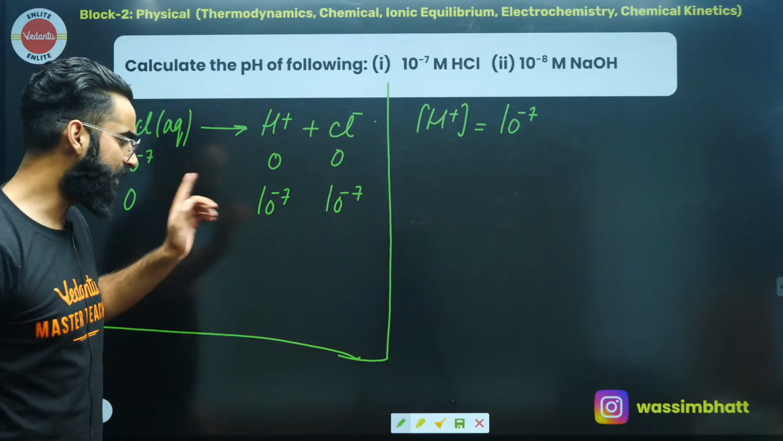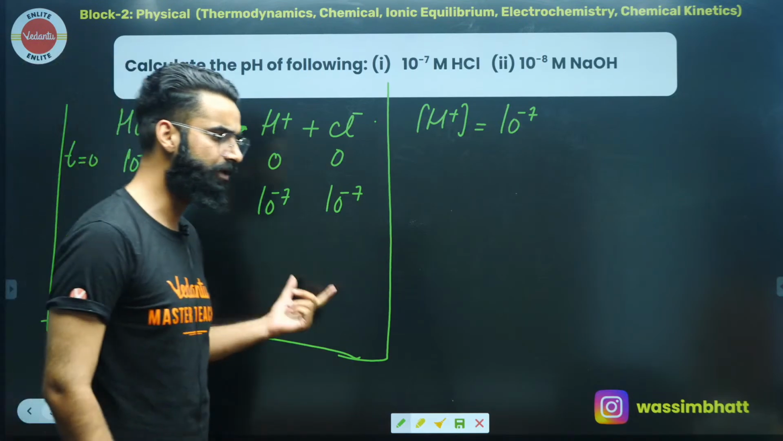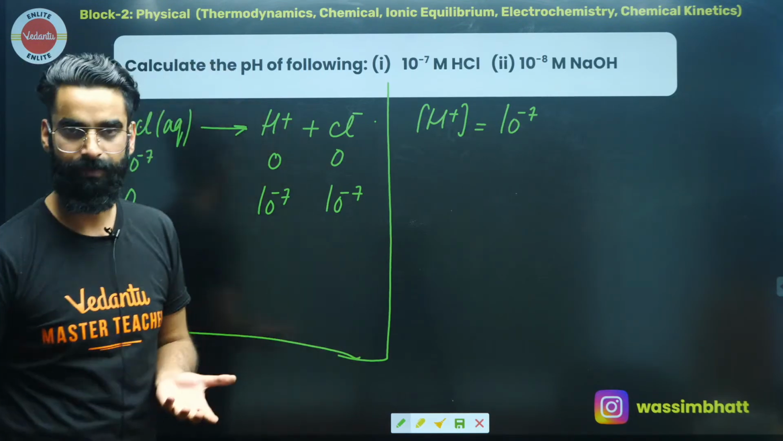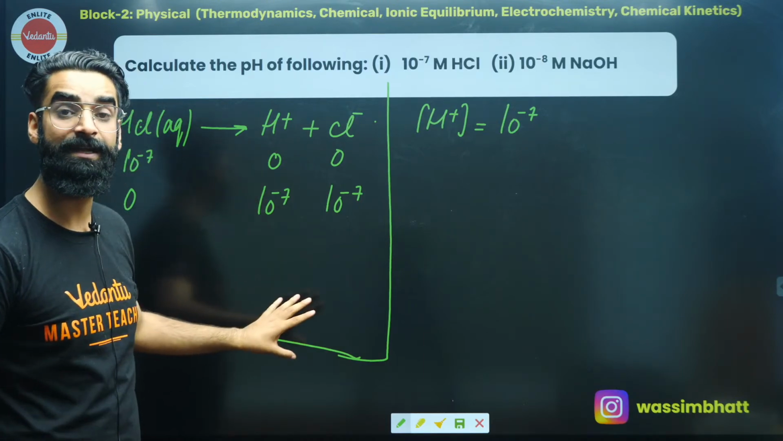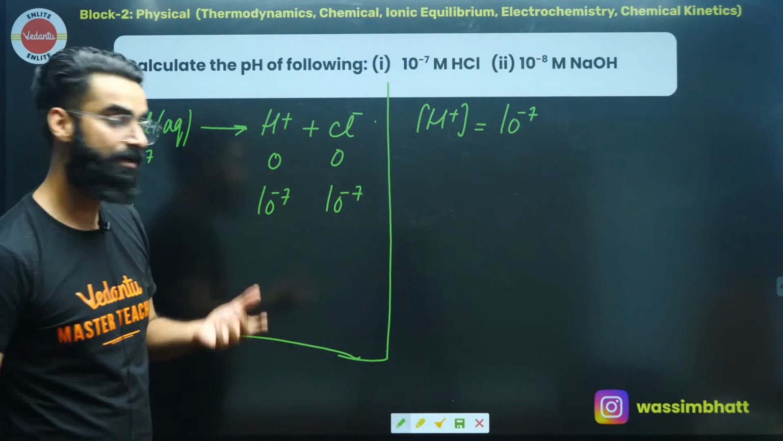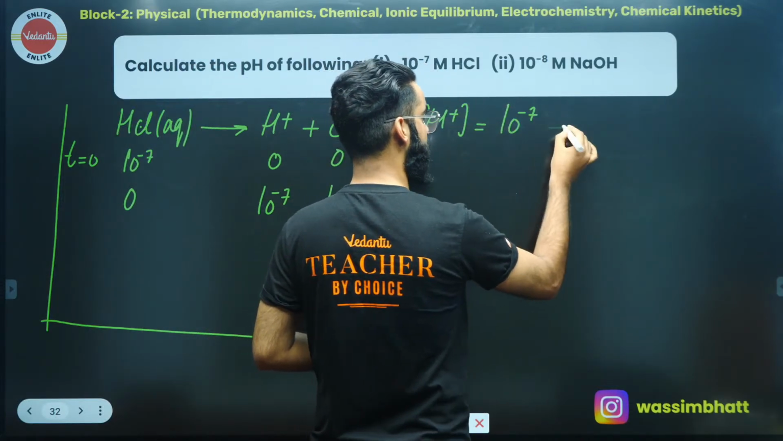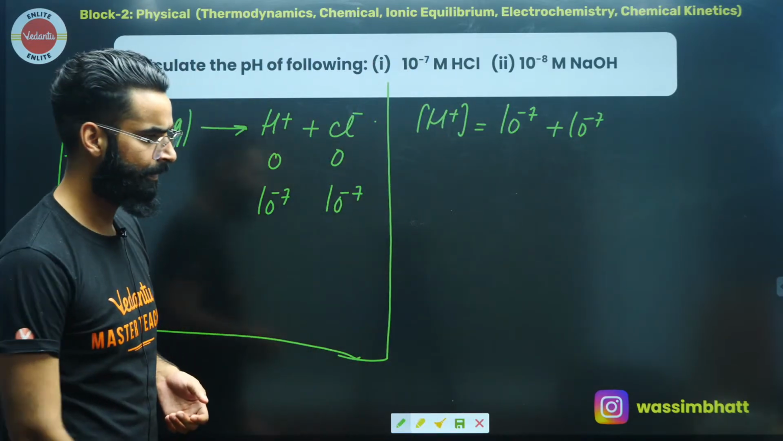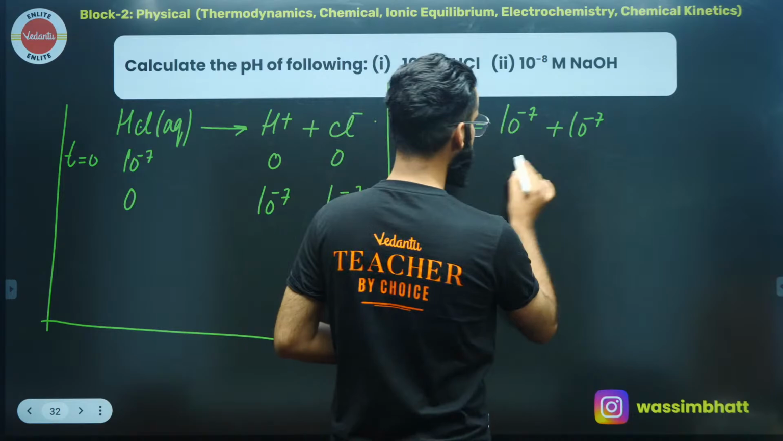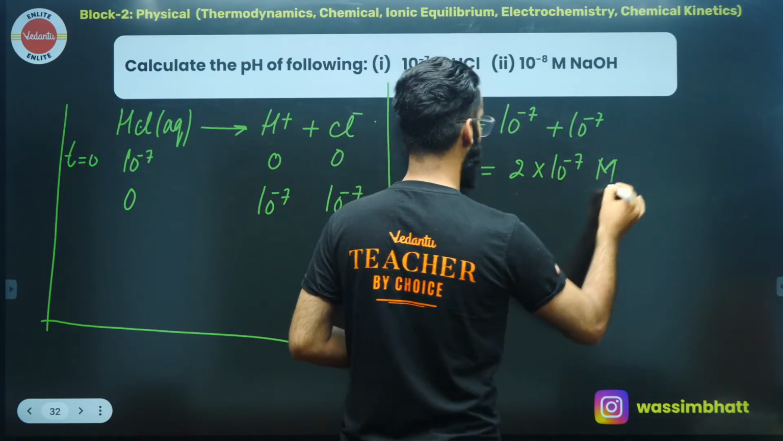Perfect. Already in the container, there was water. And I'm sure you know water is considered a weak electrolyte, right? So already in the container, due to the ionization of water, the H positive ion concentration was 10 raised power minus 7 molar at 25 degrees centigrade. So it's going to be 2 times 10 raised power minus 7. This is the net H positive ion concentration in the container.